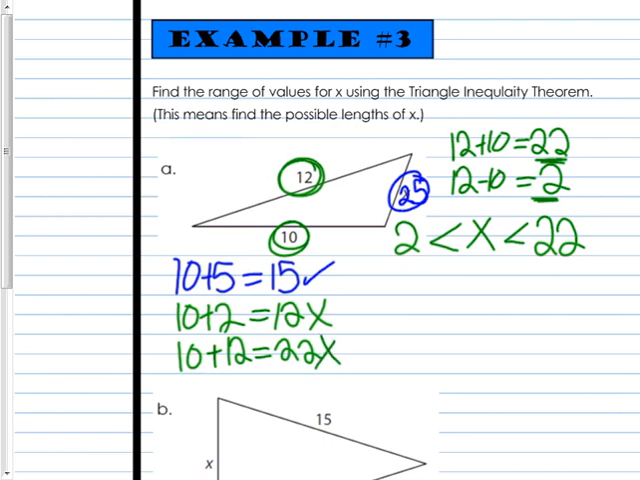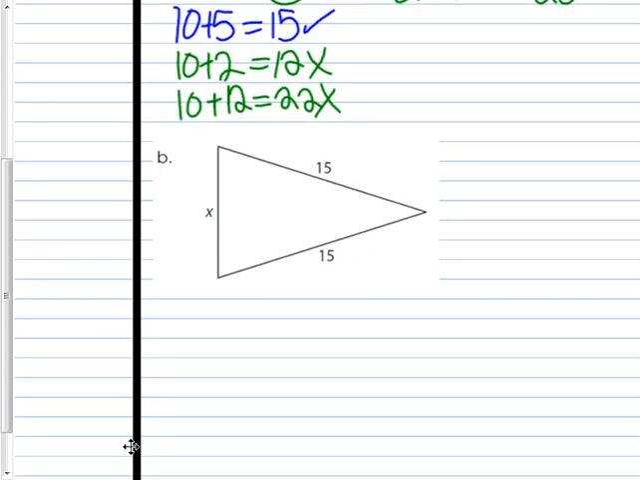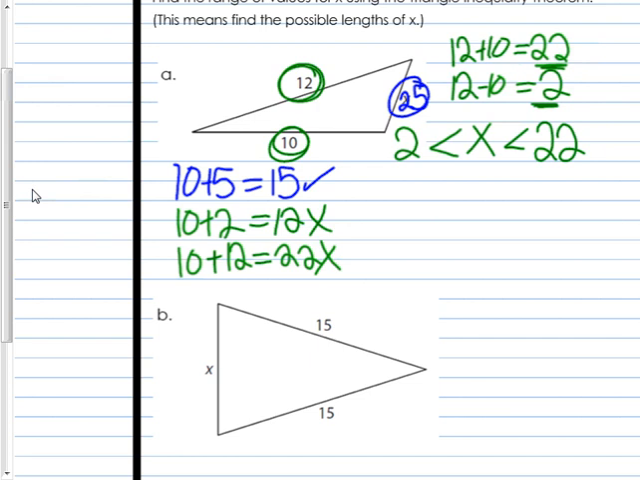It has to be a number that's greater than 2 and less than 22. I chose 5 to show you, but any number greater than 2 and less than 22 would work, okay? See if you can do letter B on your own. You add the two numbers together and then subtract the two numbers and then write it in the inequality form.